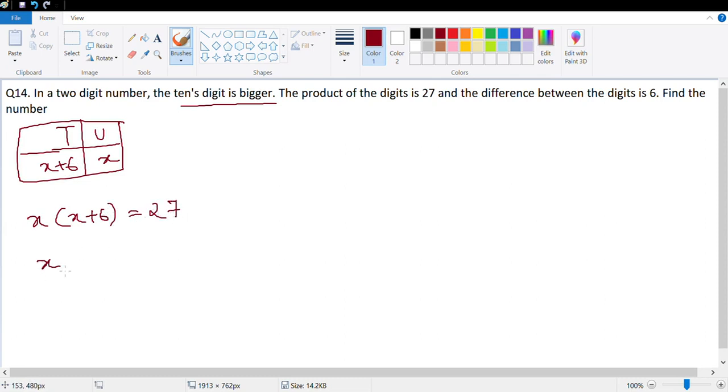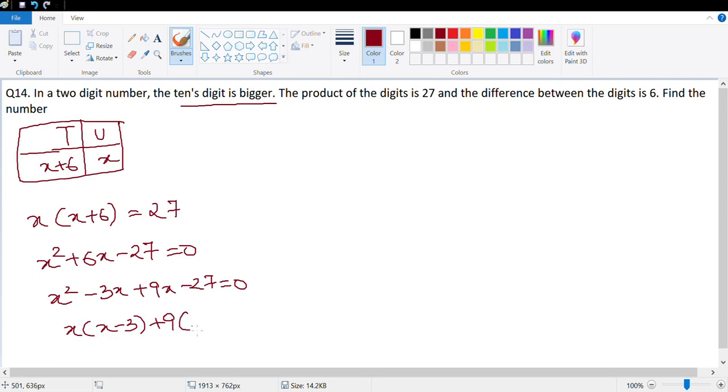Let's open the bracket. x square plus 6x minus 27 is equal to 0. This one is fairly simple. This is plus 9 into negative 3. So x square minus 3x plus 9x minus 27 is equal to 0. This is x times (x minus 3) plus 9 times (x minus 3) is equal to 0. (x minus 3) times (x plus 9) is equal to 0. x is equal to 3. x is equal to negative 9.